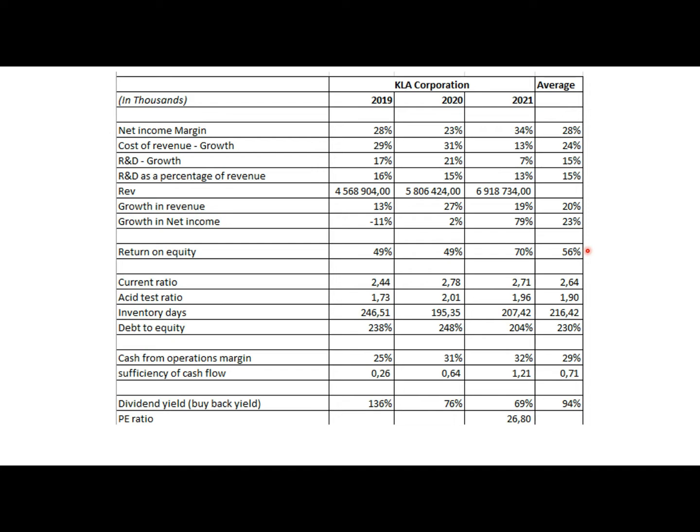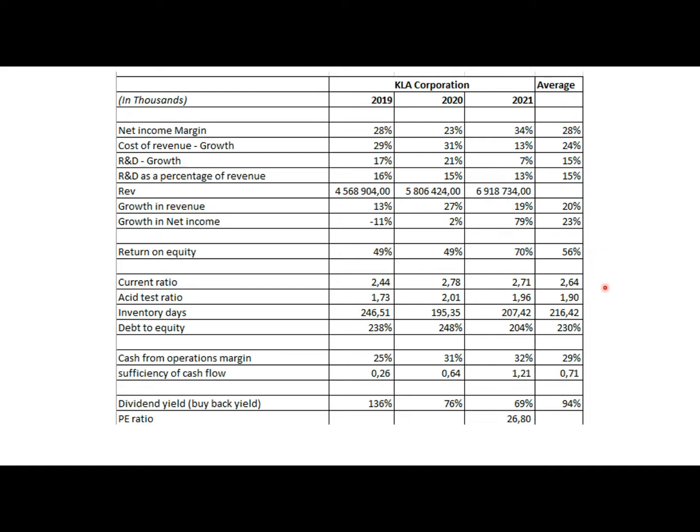Margins are healthy. Performance has been impressive considering the difficulties caused by COVID. For KLA to outperform the industry averages as well as maintain healthy financial performance is very good. It highlights a very well-run company and a company that is very strong in its market.